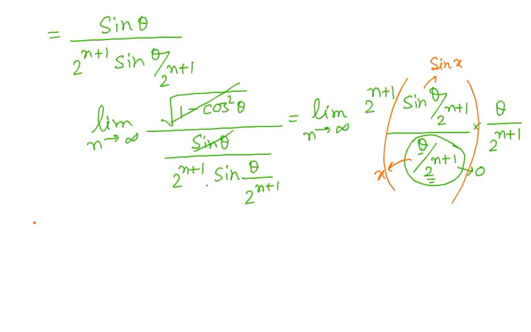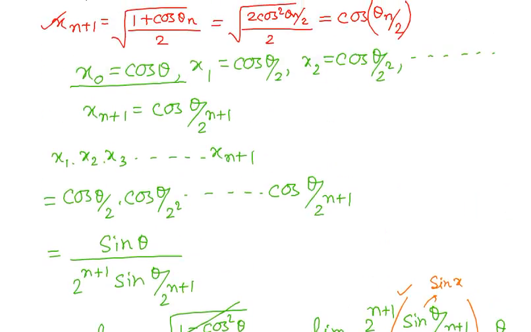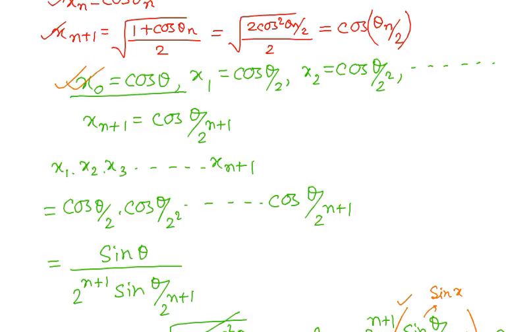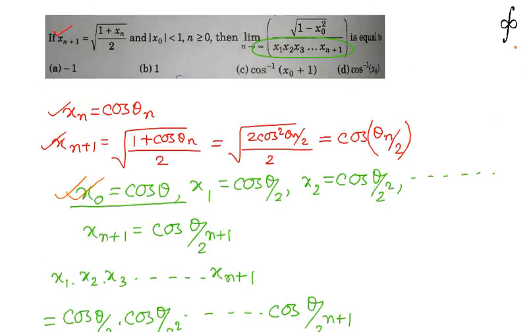So in the next step we can write this to be limit n tends to infinity 2^(n+1) into theta/2^(n+1), because this whole bracket will be tending to 1. So ultimately 2^(n+1) cancels to give us a finite limiting answer theta. And according to our assumption, we have taken x_0 to be cos theta. So theta can be written as cos inverse x_0. So this is going to be our answer, cos inverse x_0. So we can see option number D is going to be the correct one.